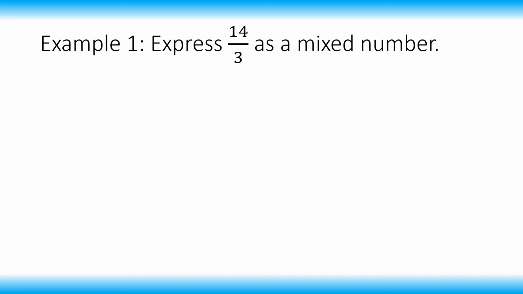So now we're going to go through a couple of examples. I think I have 3 examples in total. What we're going to do here is express a couple of improper fractions as mixed numbers and a couple of mixed numbers as improper fractions. I think I've got 3 examples: 2 going from improper to mixed and 1 going from mixed to improper, something like that.